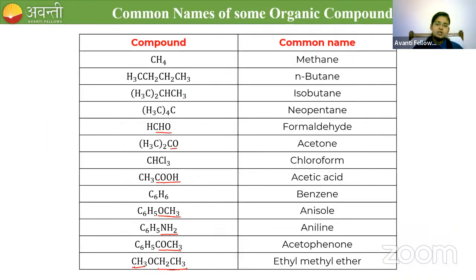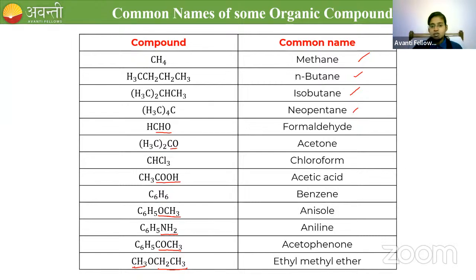So here I have a list of compounds and their common names for you. CH4 is called methane. If 4 carbons are there, then it is n-butane. If one is branched, then it is isobutane. If I have 5 carbons in a branched form, it is neopentane. Don't worry. We will practice all these things in the reactions and the nomenclature in the upcoming classes so that you can get used to it.